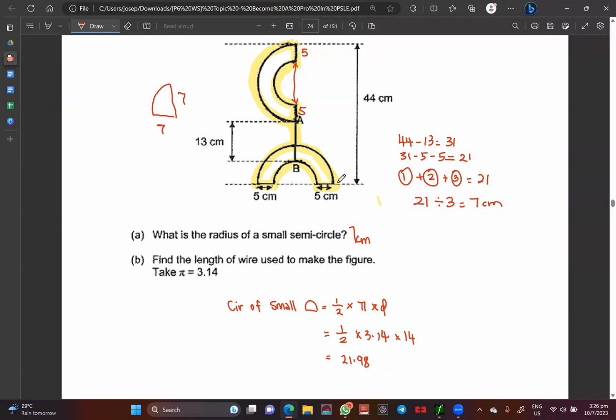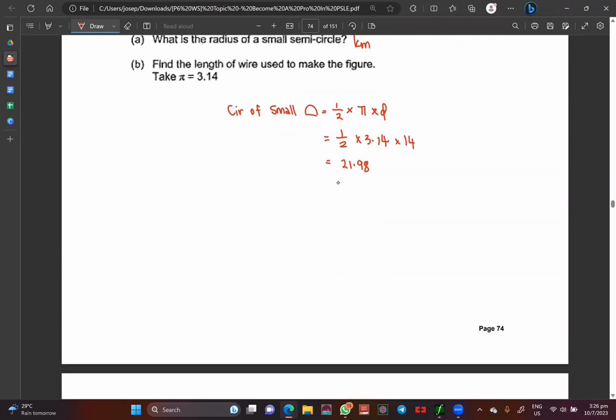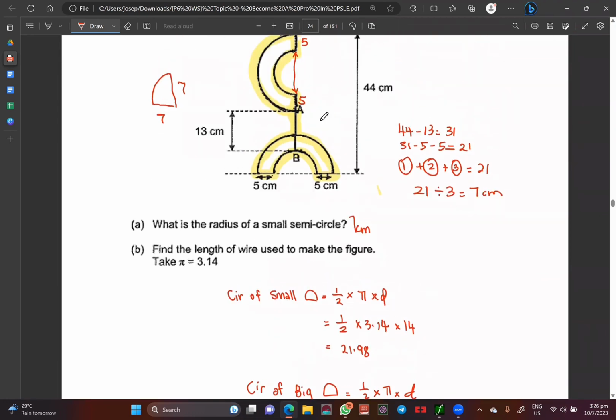Okay, then now we find the big semicircle. So we are going to find the circumference of the big semicircle. Same thing, the formula is still half times pi d. Of course, my pi is still the same, but my d is the part that changes. So times 3.14. What is my d? Let's look at my big semicircle. Follow my cursor, follow my cursor. My big semicircle is this whole thing. Can you all see that?